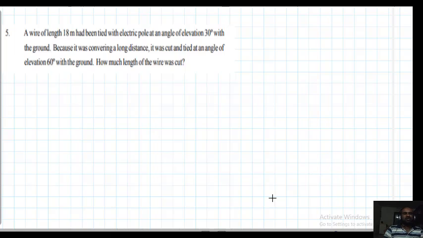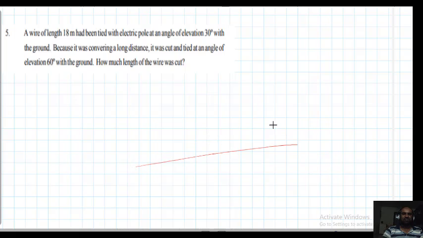Okay, students. Next, fifth problem. A wire of length 18 meters had been tied with an electric pole at an angle of elevation 30 degree with the ground. Because it was covering a long distance, it was cut and tied at the angle of elevation of 60 degree with the ground. How much length of the wire was cut?